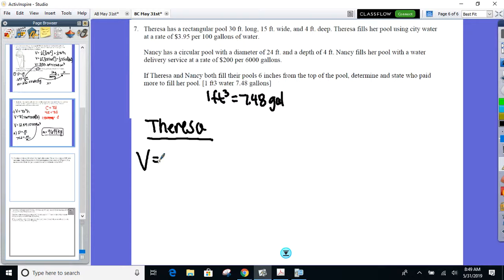I'll go 30 times 15, but I'm not putting the 4 in there. She doesn't fill it all the way to the top. She fills it 6 inches from the top. What's this all in? Feet. So this 6 inches is half a foot from the top. So what do we want to do here? Not multiply it by 4, but 3.5. Everyone all right where that's coming from?